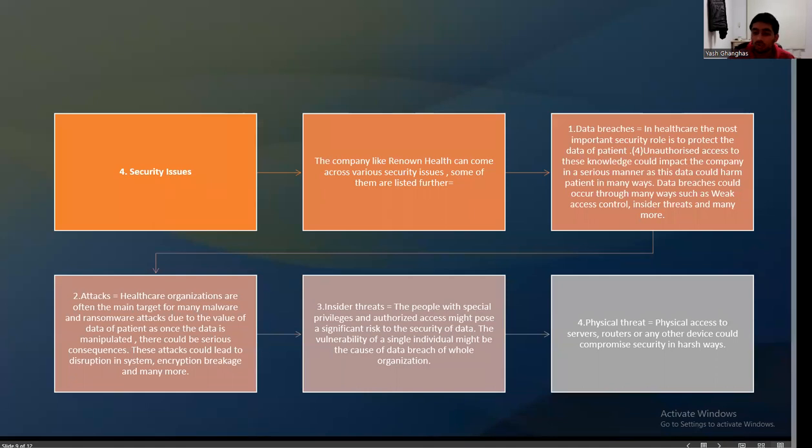And then moving on to security issues, there are always some threats. The first threat is data breach. Someone can attack their data, so they need to protect it. Then insider threat: some people with authorization or who have passwords can become vulnerable. So these are some kinds of breaches.